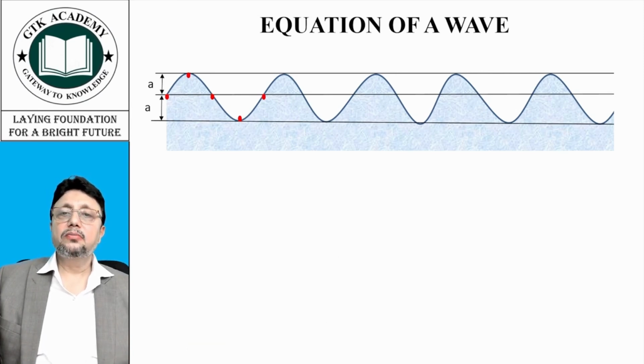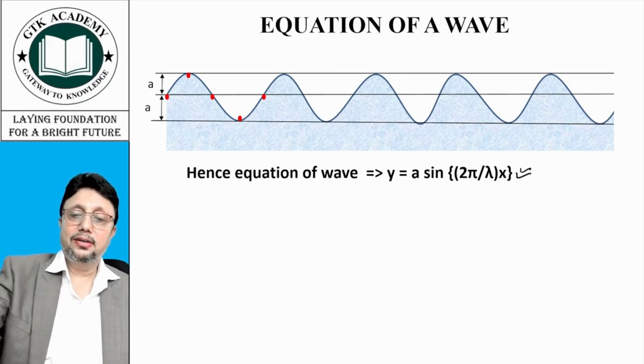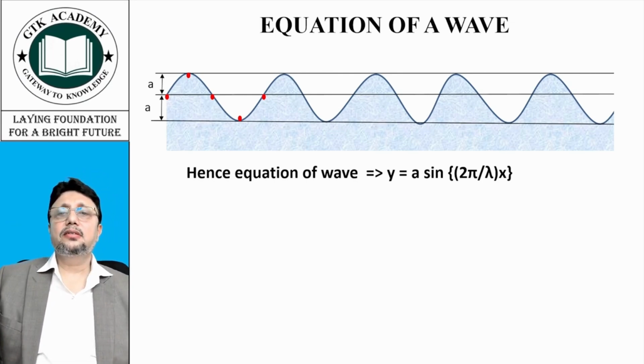That means the equation of the wave should be this. This should be the equation of the wave. That means we have got the equation of the wave. But there is a small deviation here. We have missed something, and I'll tell you why.